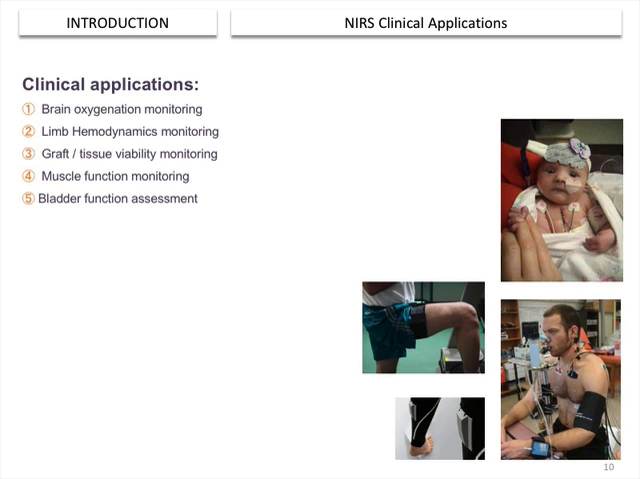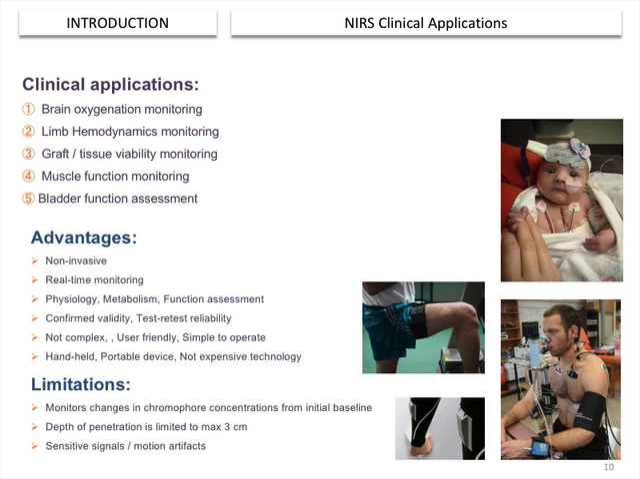Near-infrared spectroscopy has been used in medicine for 10 to 15 years, mostly to monitor brain oxygenation, especially in immature children, or after heart surgery, when it's really important to have a real-time, direct measure of brain oxygen saturation. It is also used to monitor grafts and tissue vitality, and to monitor muscle function. And we started here at UBC about 8-9 years ago to use this technology for the first time in urology.